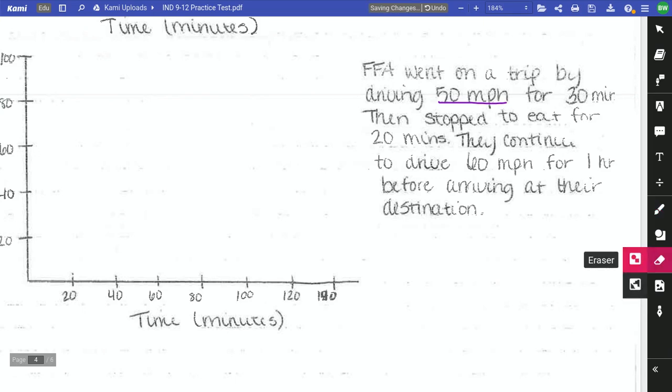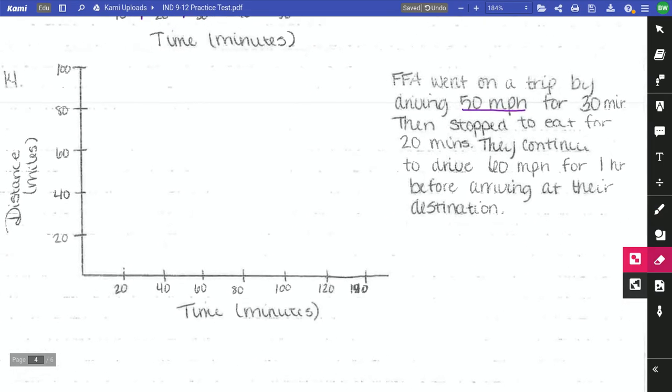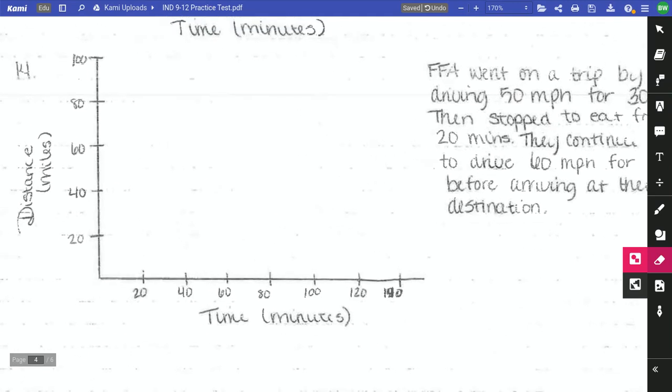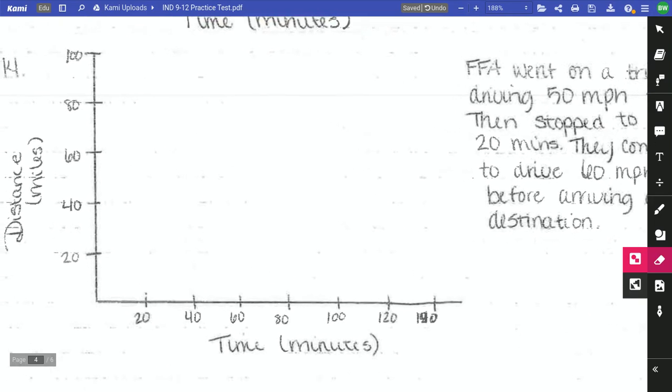And I have that off the screen, so I can't even see it. But, whoa, this is not a speed time graph. Rats. This is a distance time graph. So my little thinking did not help. I should have looked at the graph before I started and said, this is distance time, but that's okay. We'll figure it out.